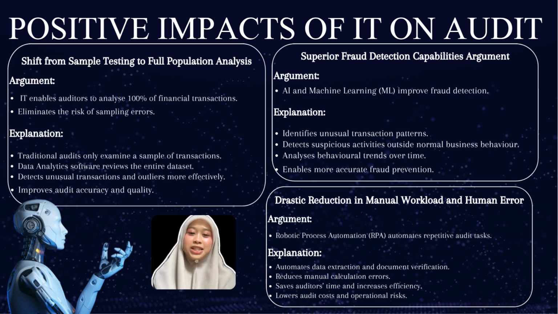The final point is the reduction of manual workload and human error. Robotic process automation, or RPA, can automate repetitive tasks such as data extraction, document checking, and sending confirmation emails. This saves auditors a significant amount of time and reduces the risk of manual error. As a result, the audit process becomes more efficient, operational costs are reduced, and auditors can focus on more important tasks.